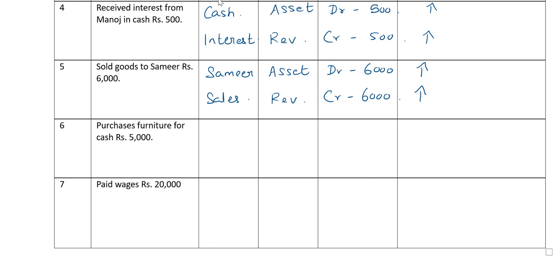Purchased furniture for cash rupees 5,000. The two accounts involved are furniture and cash. Furniture is an asset account. Cash is also an asset account. Furniture is purchased, so there's an increase in furniture. Cash goes out, so there's a decrease in cash account. So we will debit furniture with 5,000 rupees and we will credit cash asset because cash is decreasing with 5,000 rupees.